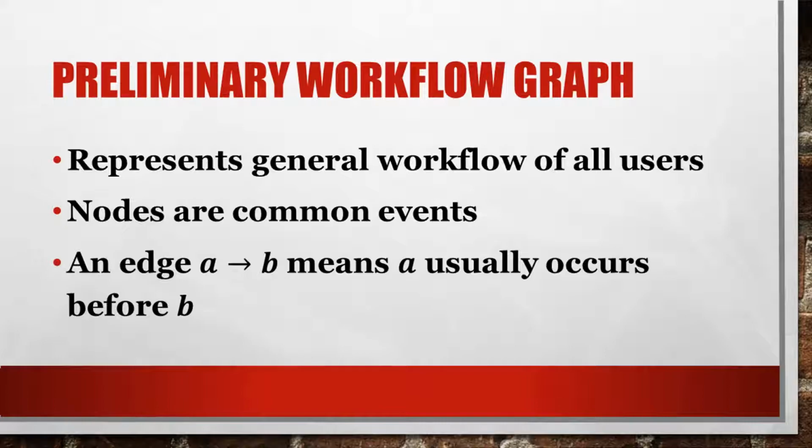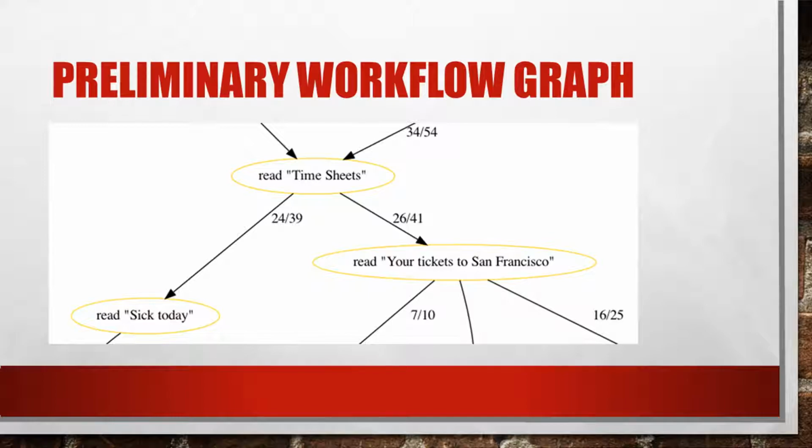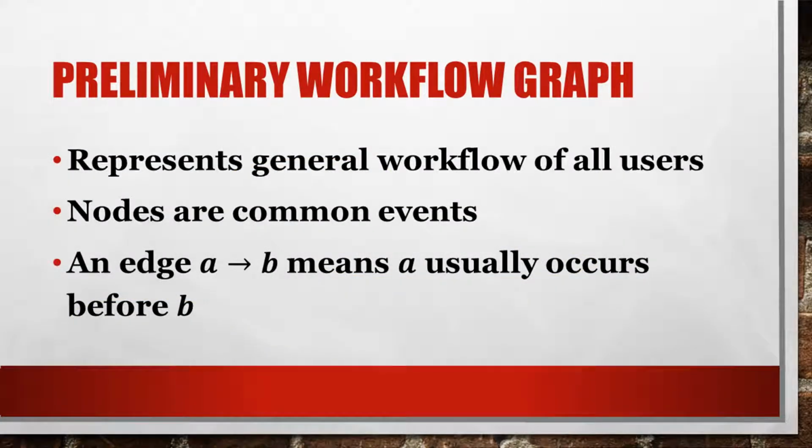We built an intelligent workflow graph using 20 people's data. This directed graph represents the general workflow of all users. The nodes of the graph are the common events that occur across most users. An edge from a node A to another node B in the graph means that event A happened before event B in most user transcripts we examined.